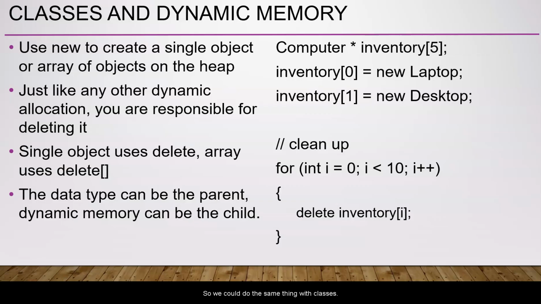So we could do the same thing with classes, and classes have an added benefit that they can change things up because we have a parent and child class. It kind of goes with polymorphism. You can see here in my example on the right, I have a computer with a pointer to inventory. My variable name is inventory, and I made it an array of 5 elements. And so I could set up each individual element in that array as a new class.